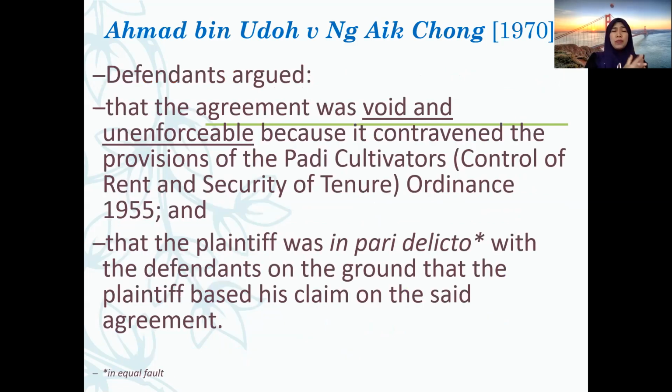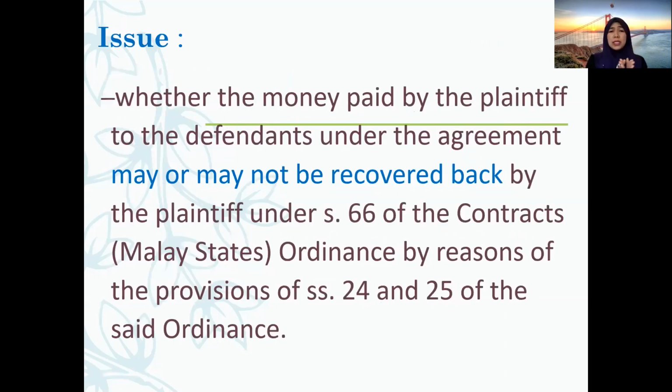So when the case was brought to the court, defendants argued that our agreement was void and unenforceable because it contravenes the ordinance just now. And then the plaintiff was in pari delicto. What's the meaning? In equal fault. Both are at fault, with the defendants on the ground that the plaintiff based his claim on the said agreement, because the plaintiff is asking for a refund here and the defendant doesn't want to refund. The defendant said, well, it contravenes the ordinance, so how come you ask for the refund? That's basically the argument. So now, what's the real issue in the court, especially when the case went up to appeal? Whether the money paid by the plaintiff to the defendants under the agreement may or may not be recovered. Should we allow the refund or not here, by the plaintiff under Section 66 of the Contracts Act?